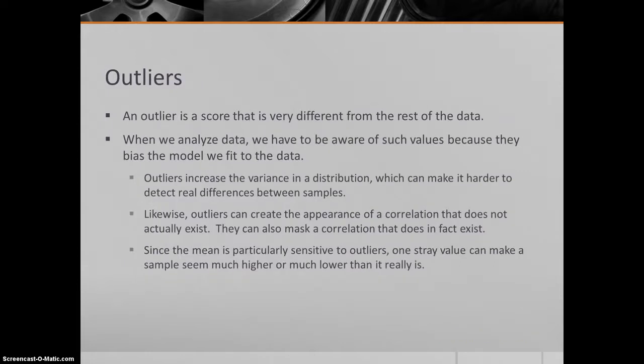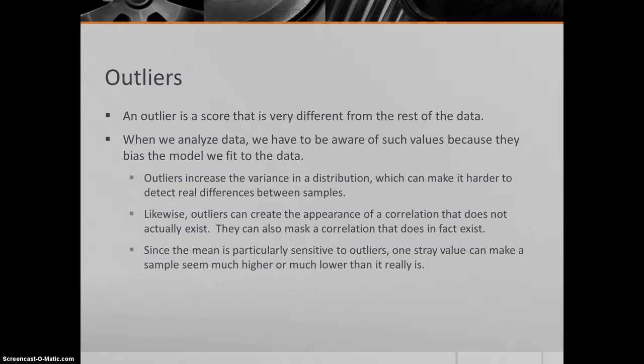Let's say something about outliers. An outlier is a score that's very different from the rest of the data. Sometimes you'll hear them referred to as an extreme observation. When we analyze the data, we have to be aware of these values because they can bias the model that we fit to the data. They basically can render our conclusions inaccurate.